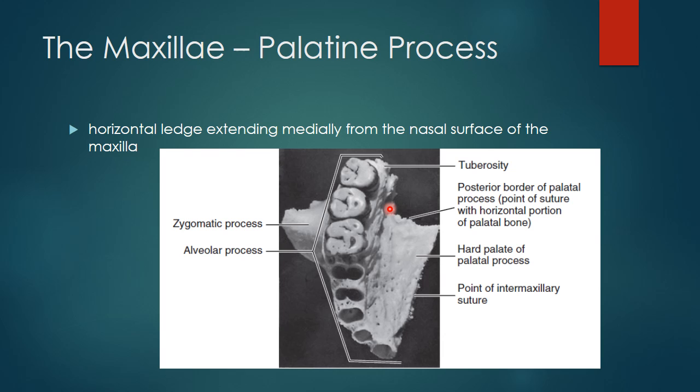The posterior edge of the palatine process becomes relatively thin where it joins the palatine bone at the point of the greater palatine foramen. This is the posterior border of the palatine process. Around this area is the horizontal portion of the palatine bone, which is removed in this picture. This is the greater palatine foramen.